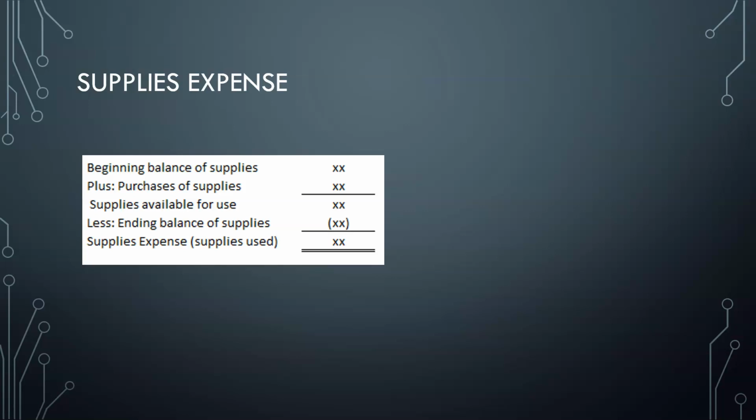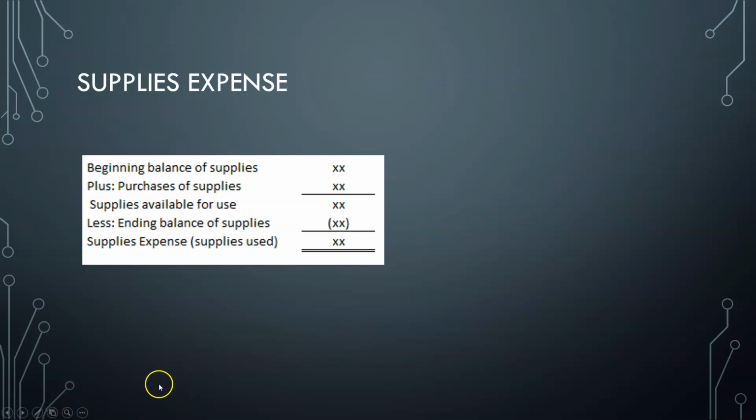So these are the supplies available for use during the year. To calculate supplies available for use, you take your beginning balance of supplies and add purchases of supplies. Then, after the physical count, they know exactly how much supplies they have remaining. So they subtract the ending balance, and that tells you exactly how much supplies were used during the period.